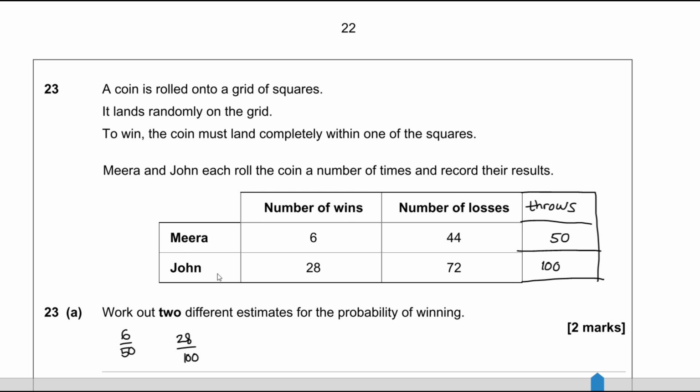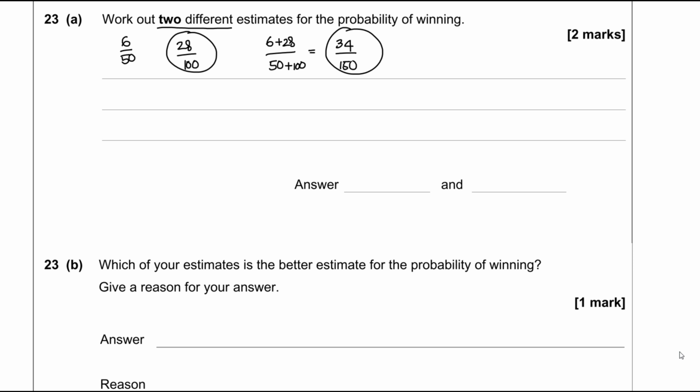Or there is another possibility that you can take from the whole data. We add Mira and John's wins, 6 and 28, and you add all the throws they have done, 50 and 100. So the probability will be 34 out of 150. You are only asked for two different estimates, so I would suggest you take this one and this one. The reason is that it's better to take the probability that we got from more experiments. Let's write it down in the answer column. It is 28 out of 100 or 34 out of 150.